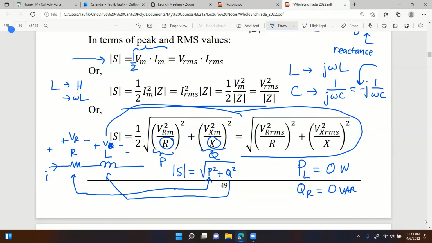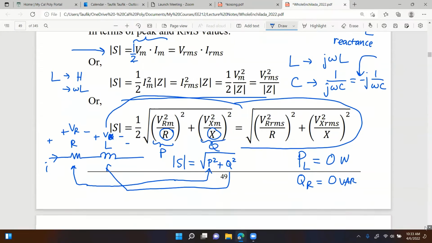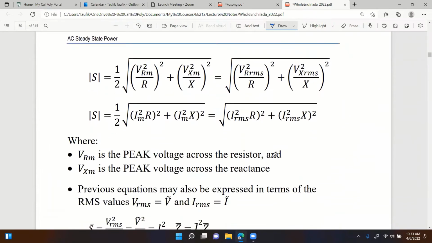Any questions on this? What if you use current? For both, the current is the same because they're in series. So for current, you can find P, which is I squared times R, and Q is I squared times X, but it's the same current. So that's what I have right here.